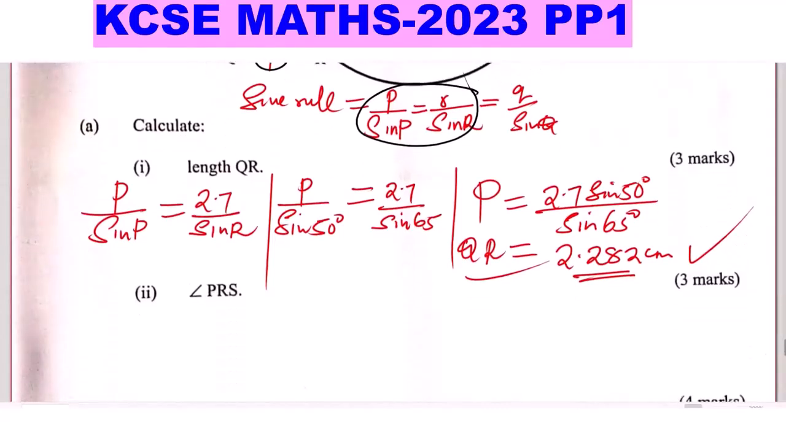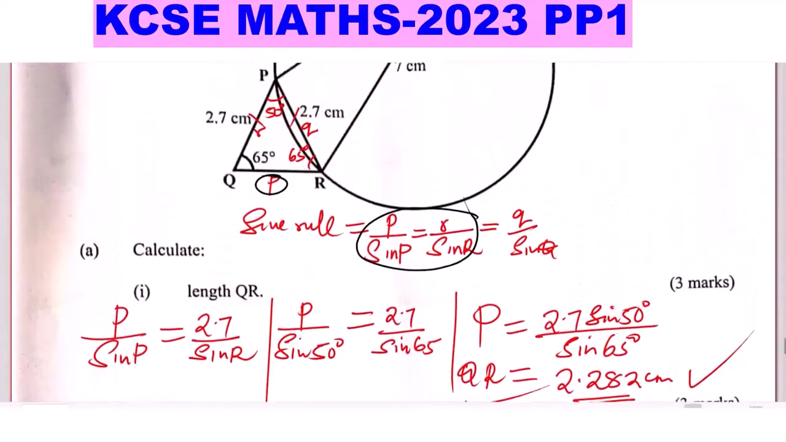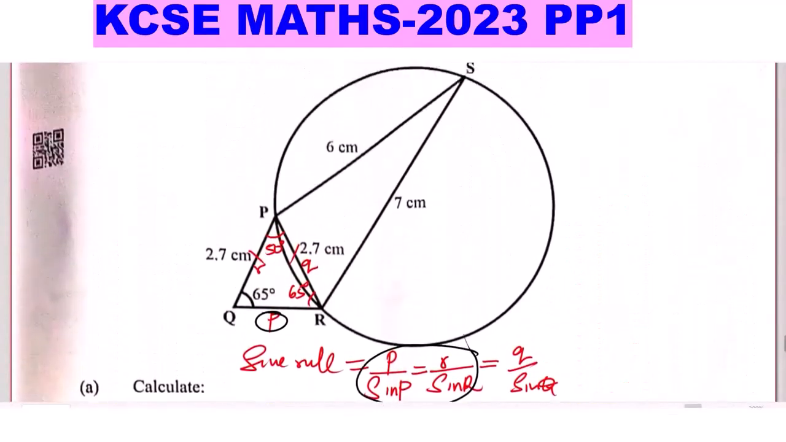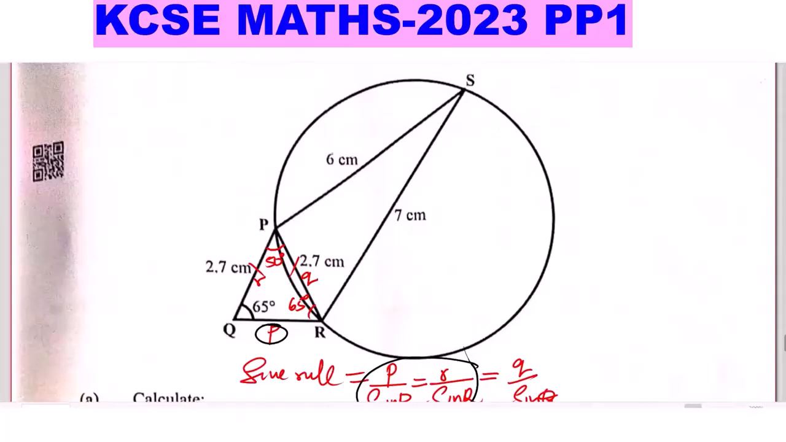Angle, that is part 2. Angle PRS, you can see that angle is here. This is the angle to get. And to get that, we're going to consider triangle PRS. You are given all the sides, 6, 7, and 2.7 in that triangle.